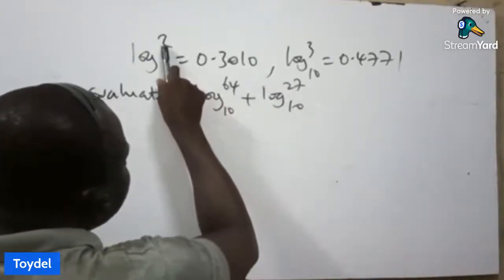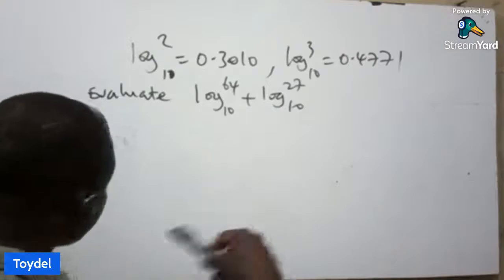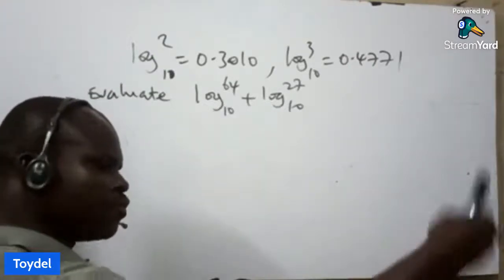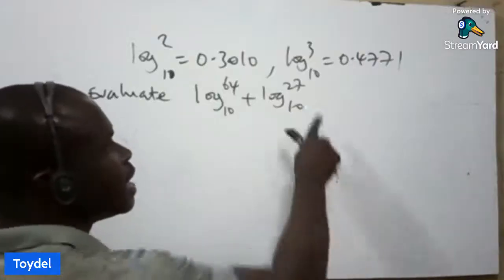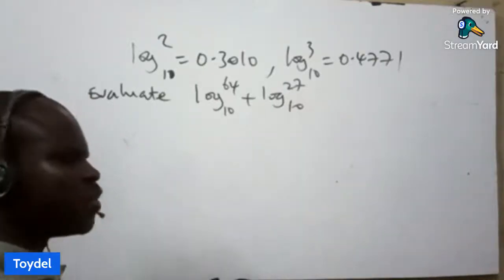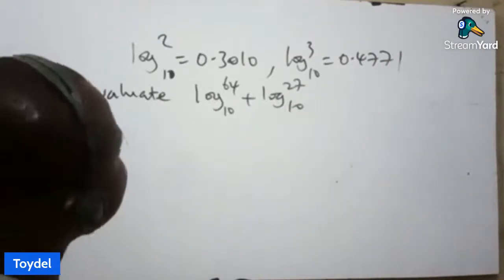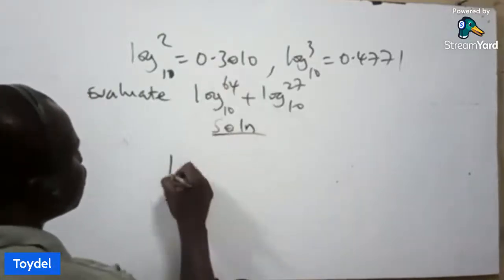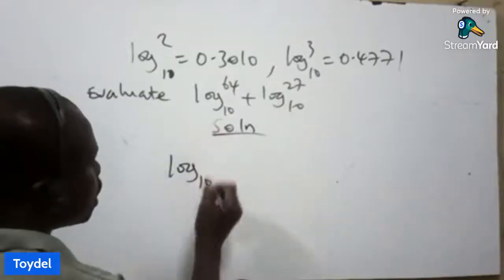we are given something in the form of log 2. So you will think very fast: can you rewrite 64 as an index of 2, 2 raised to power something? Then when you have 27, can we change it to 3 raised to power something? That's what you first think. It is possible. We just say log base 10.